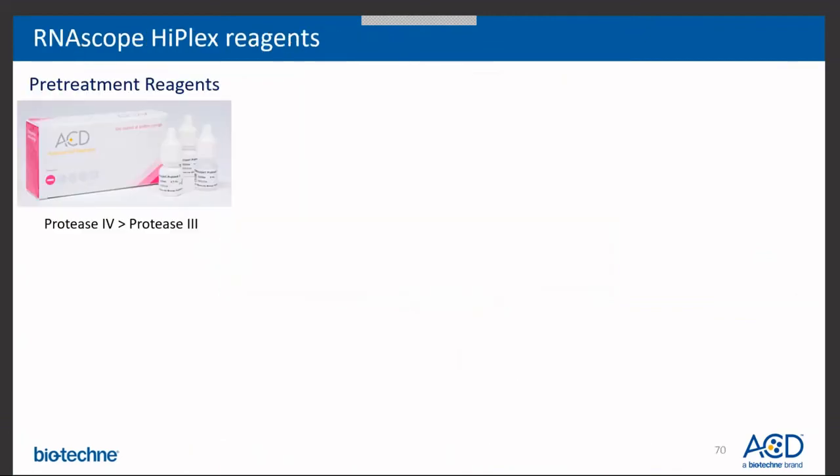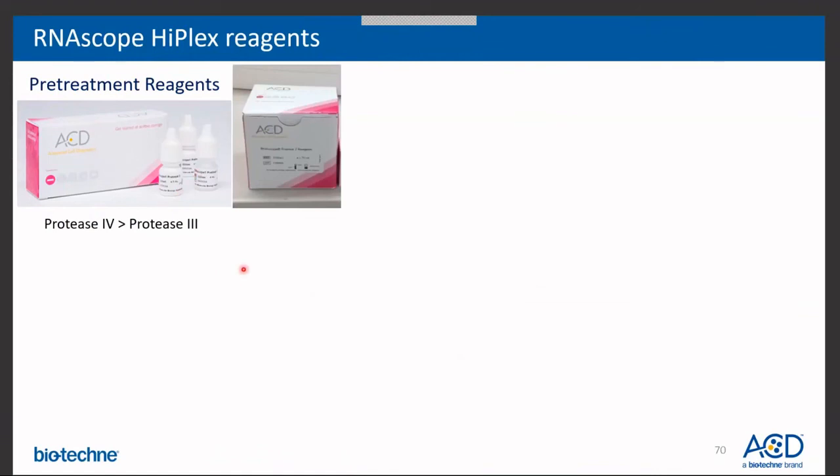Here's pictures of how the HiPlex reagents are kitted together. You have your pretreatment reagents. There's a couple of different flavors of protease. With this kit comes protease 4 and protease 3. In terms of relative strength, protease 4 is harsher, stronger than protease 3. There's also a target retrieval buffer.